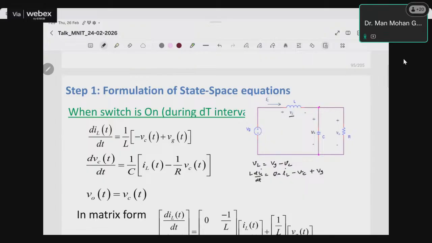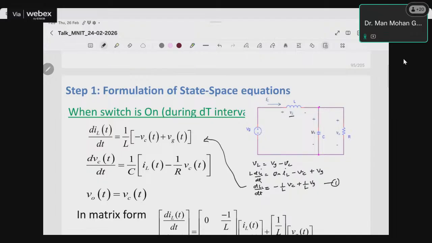On the right-hand side we just write the state variables and input. So dIL by dt is equal to, dividing by L, 0 into IL minus 1 by L VC plus 1 by L VG. This is the first equation, and you can see the same is written over here.